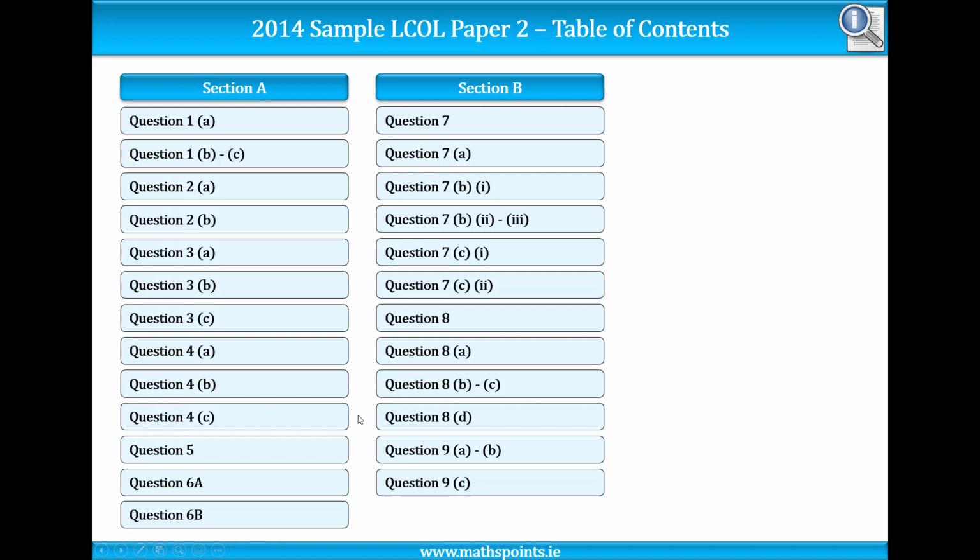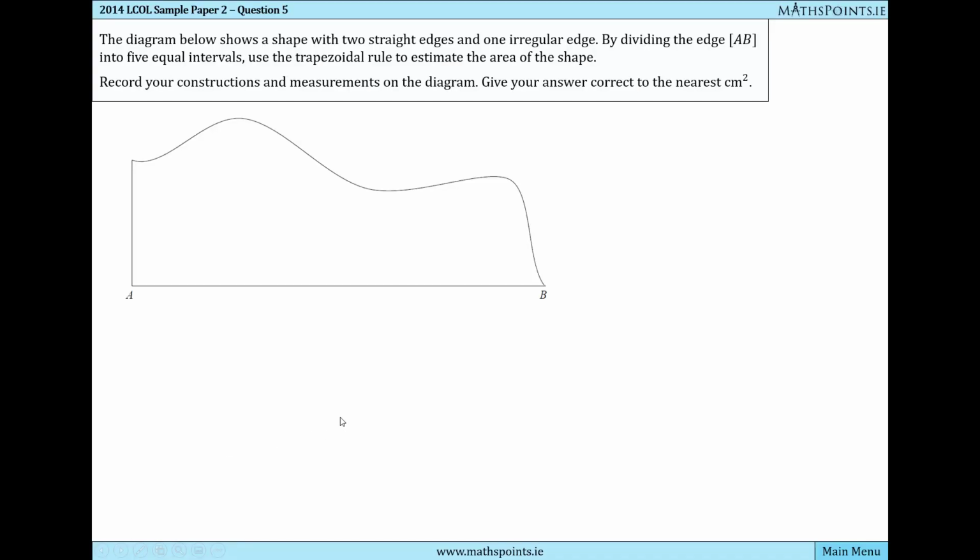So let's take a look at an area question from the 2014 Leaving Cert Ordinary Level Sample Paper 2. It's question 5, and we're asked to use the trapezoidal rule to estimate the area of this given shape. We have no measurements on this diagram yet, and so what we have to do is take out a ruler and include appropriate measurements on the diagram so that we can use them with the trapezoidal rule.